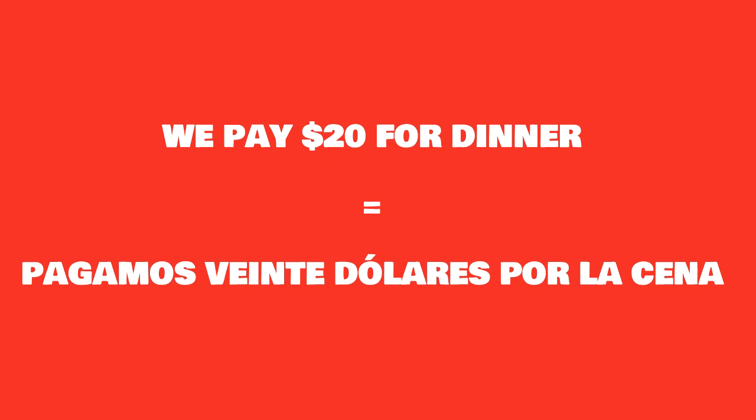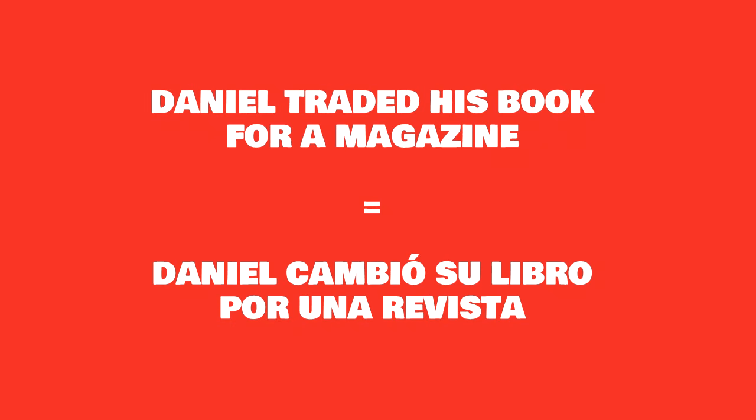We pay $20 for dinner. That could be pagamos $20 por la cena. That's a purchase. You pay a price for something. Use por. Daniel traded his book for a magazine. Daniel cambió su libro por una revista. That's a trade. You trade one thing for another.